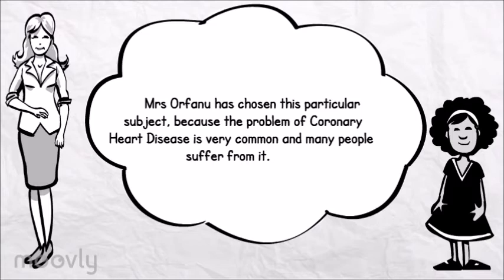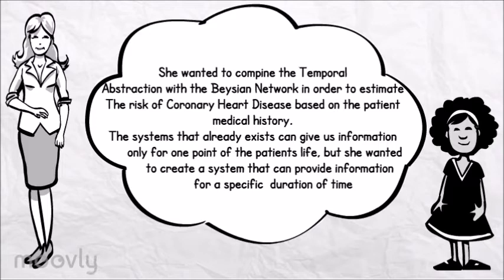Mrs. Orfanou has chosen this particular subject because the problem of coronary heart disease is very common and many people suffer from it. She wanted to combine the temporal abstraction with the Bayesian networks in order to estimate the risk of coronary heart disease based on patient medical history. The system that already exists can give us information only for one point of the patient's life, but she wanted to create a system that could provide information for a specific duration of time.